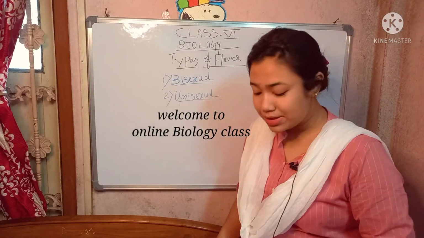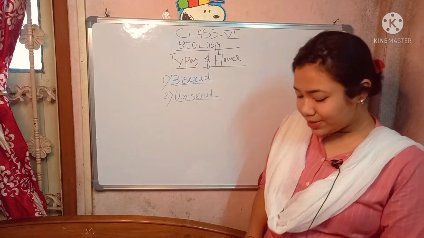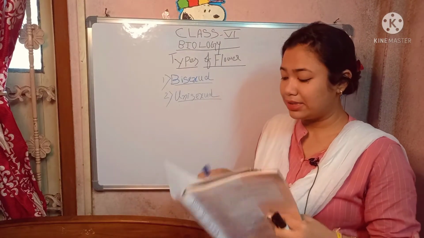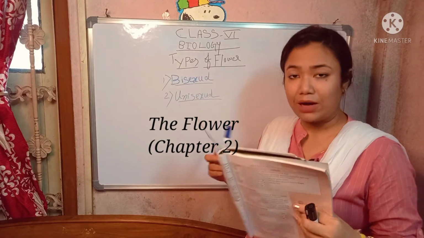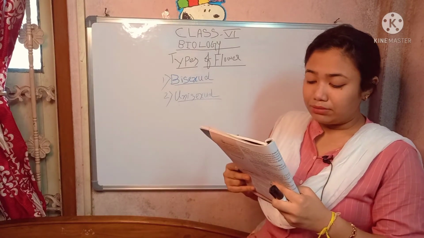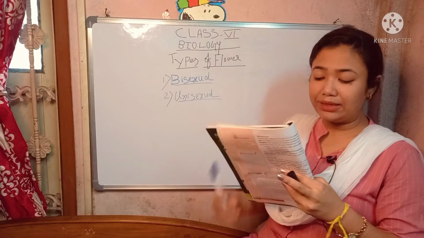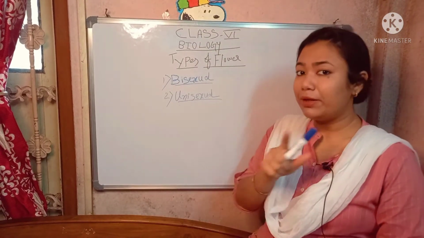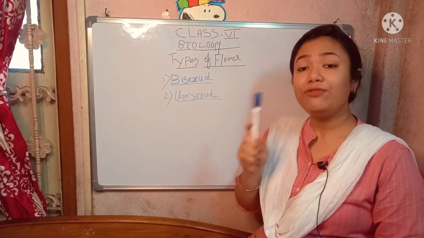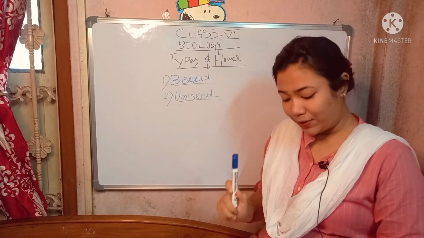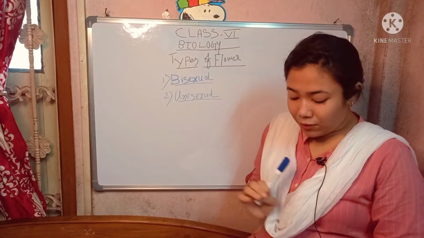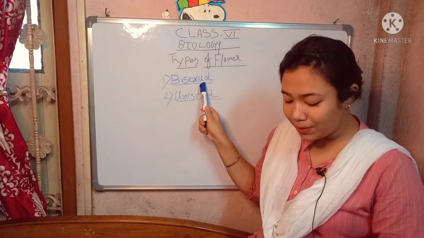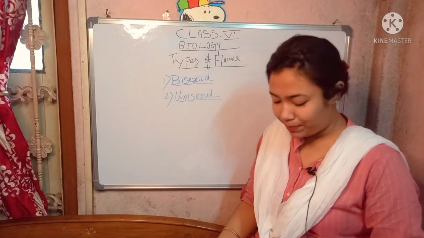So, after vacation, this is your first biology class, I guess, no? So, the chapter we will be discussing today is flower, obviously the flower. Today our topic will be types of flower. How many types are there in flower? On the basis of male and female reproductive parts, flowers are basically of two types. It's bisexual flower and unisexual flower.